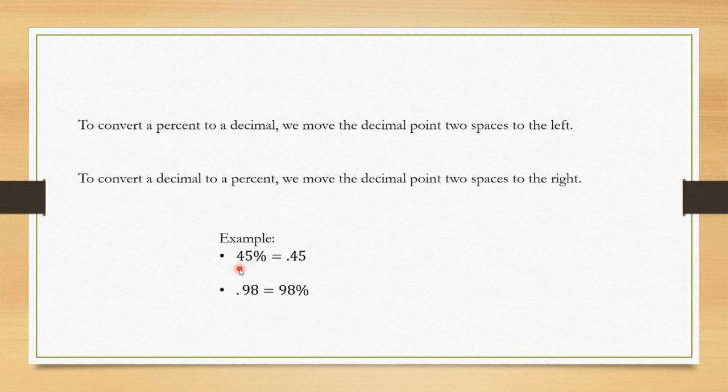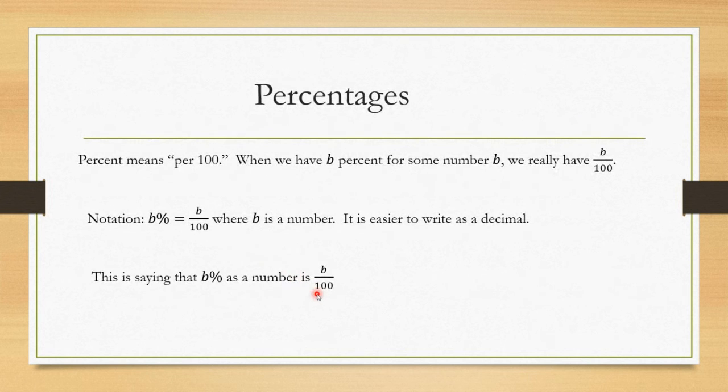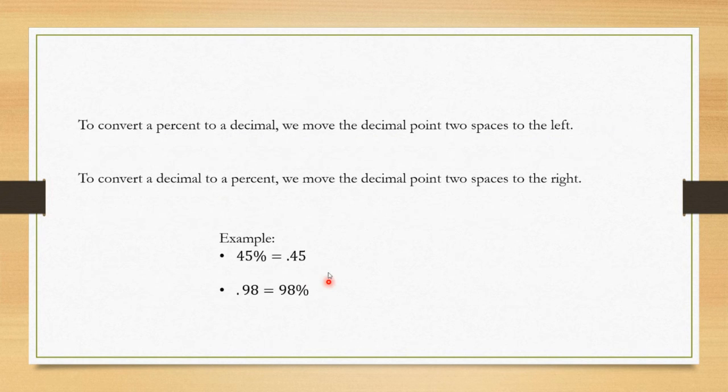For example, 45% is the same as 0.45, right? You move the decimal 2 spaces to the left, which gives 0.45, or if you want a fraction, 45 over 100. B in this case would be 45. And 0.98 as a percent would be 98%. You move the decimal 2 spaces to the right. That's what they mean by 98%.